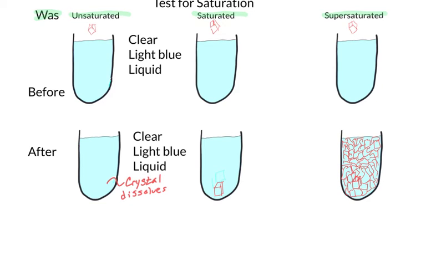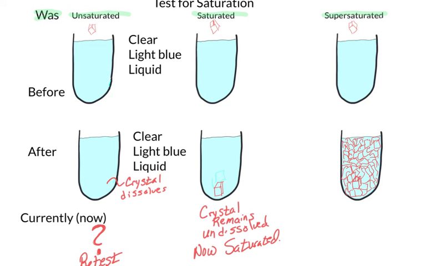Now we want to know what it is currently. For the unsaturated solution, there's no way to tell what it is now. We would need to retest until it behaved like a saturated solution. And the sign for a saturated solution is that there will be a crystal left in the container. We can see that in the saturated solution, the crystal remains undissolved. This is now a saturated solution with one crystal still in it.